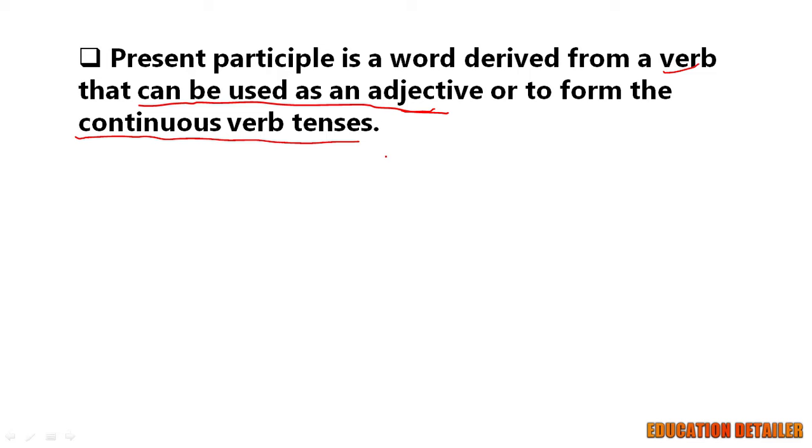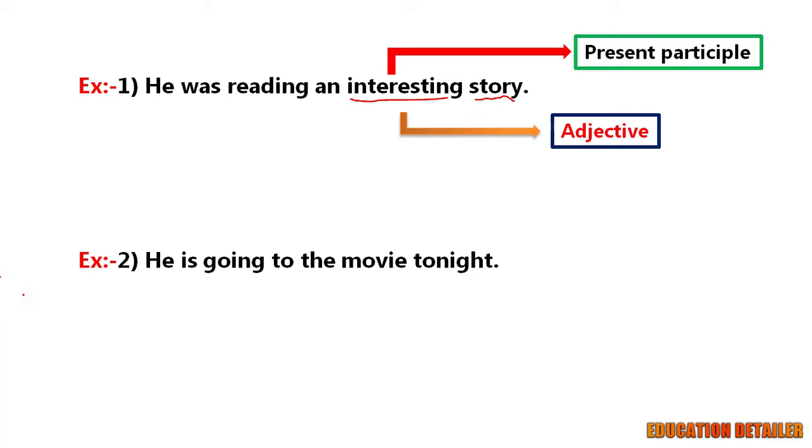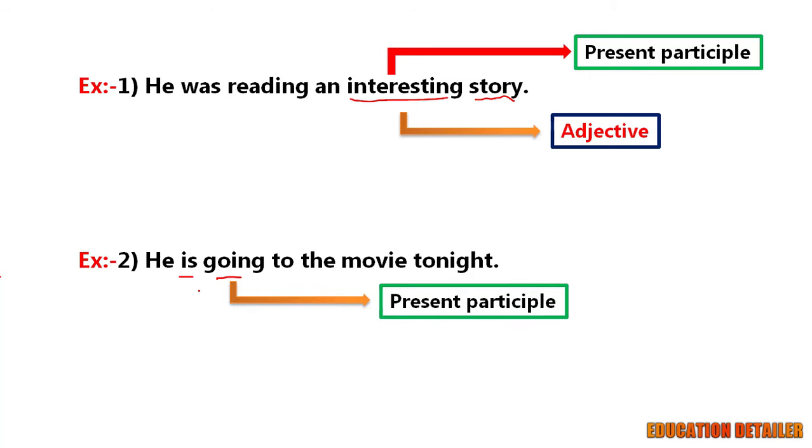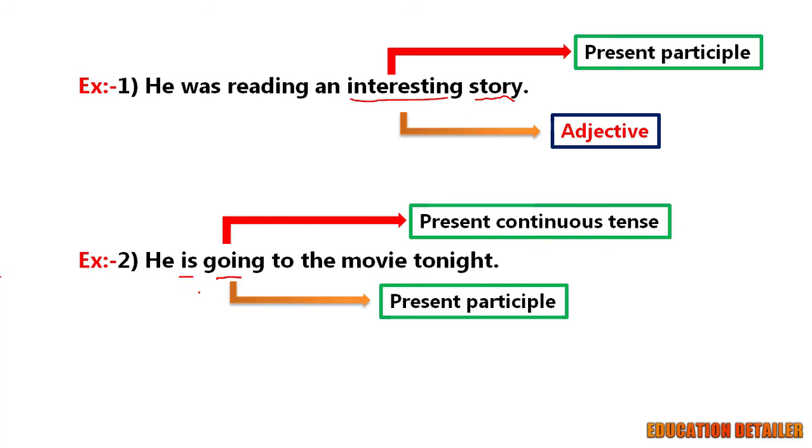Now let me give you an example of how the present participle is used to form continuous verb tenses. He is going to the movie tonight. Here, going is the ing form of the verb go, and it is preceded by the be verb is. Also, it is not describing any other word here. Hence, the present participle going is used to form continuous verb tenses, here the present continuous tense. Present form of be plus present participle.